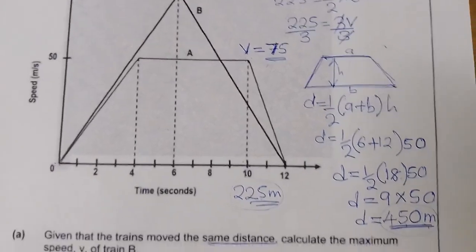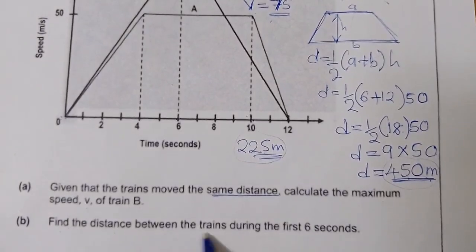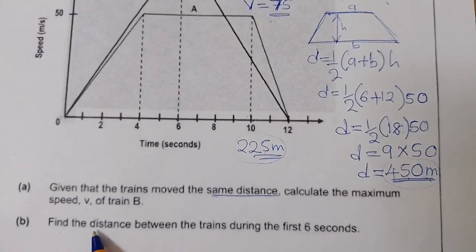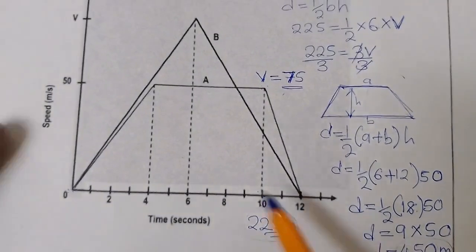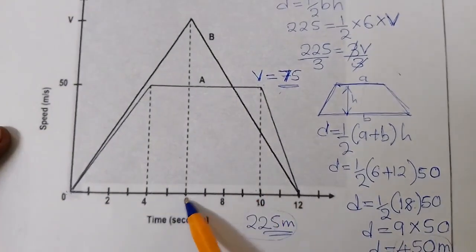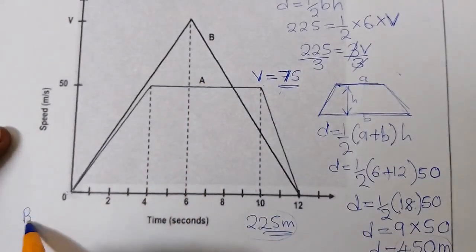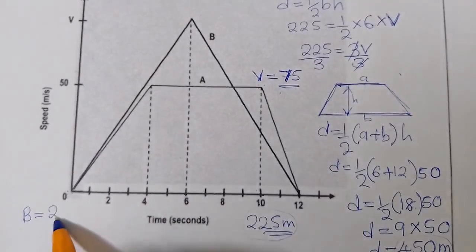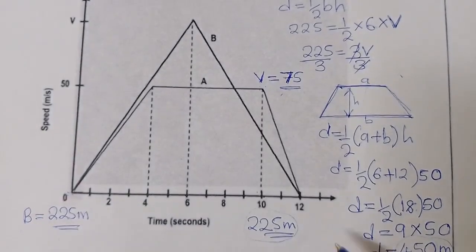I move to the last question. The last question is, find the distance between the trains during the first 6 seconds. So during the first 6 seconds, you check here. For train B, during the first 6 seconds, it covered a distance of 225 meters. You know this one, the one we are using.